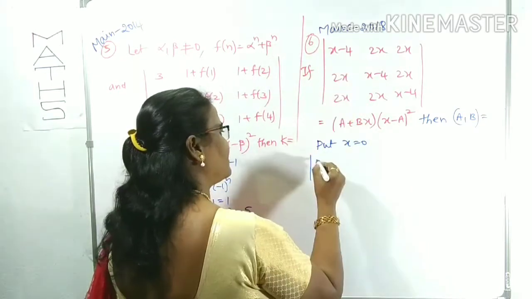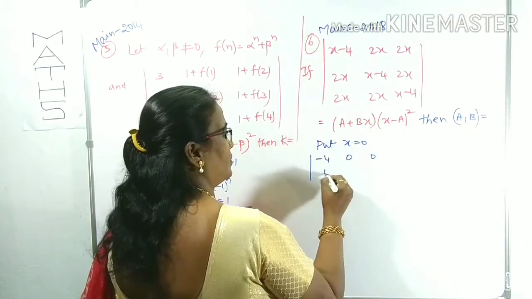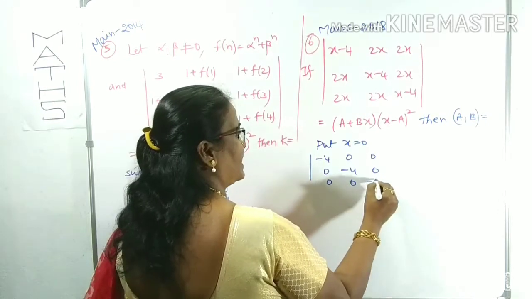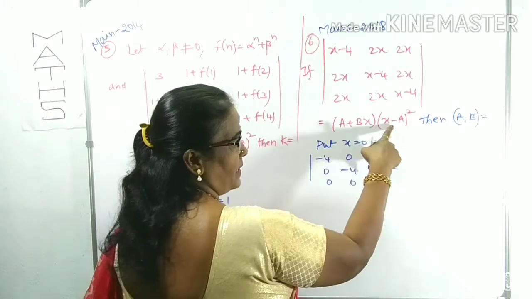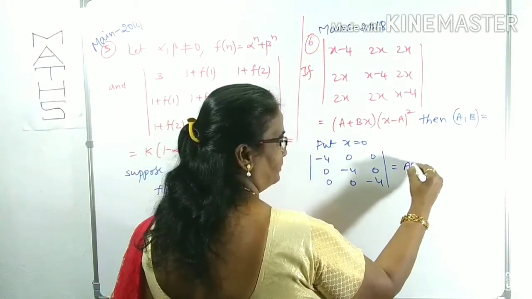This becomes 0 minus 4, which is minus 4. Here 0, 0. This is 0 with minus 4, 0. 0, 0 with minus 4 is equal to the right side. a plus 0 is a. 0 minus a whole squared is a squared. a into a squared is a cube.